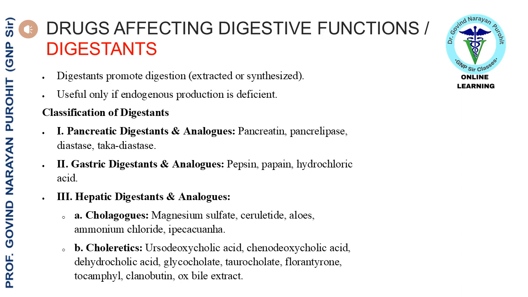3. Hepatic digestants and analogues. A. Cholagogues: magnesium sulfate, sarultide, aloes, ammonium chloride, ipecacuanha. B. Choleretics: ursodeoxycholic acid, chenodeoxycholic acid, dehydrocholic acid, glycocholate, taurocholate, fluorenone, tocamphyl, clanobutin, ox bile extract.